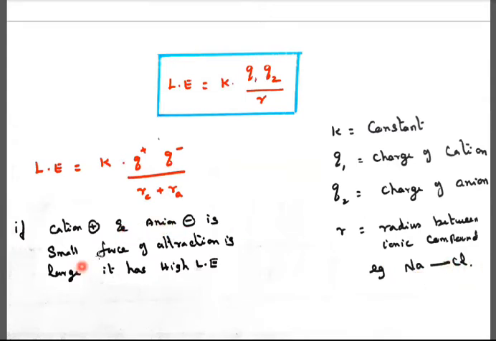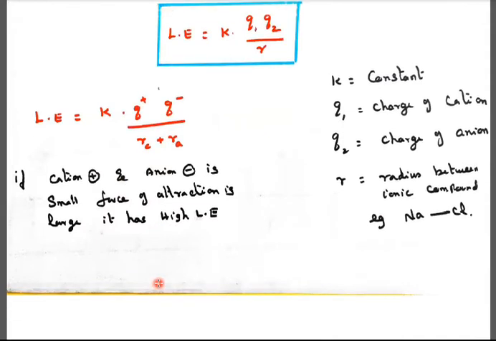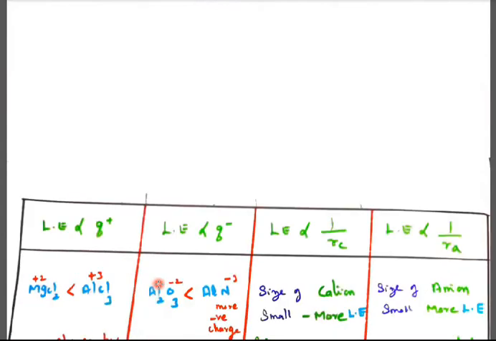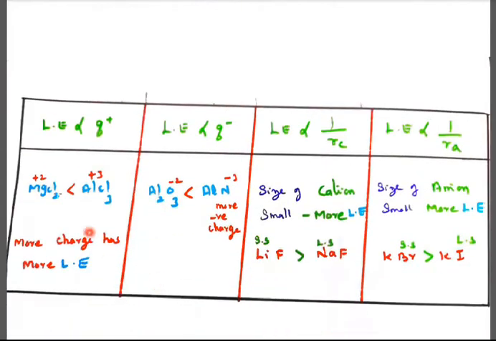If the cation and anion are small in size, there is a greater force of attraction. If there is more force of attraction, it requires more energy to break. So that is called a high lattice energy. Let us see one small chart.